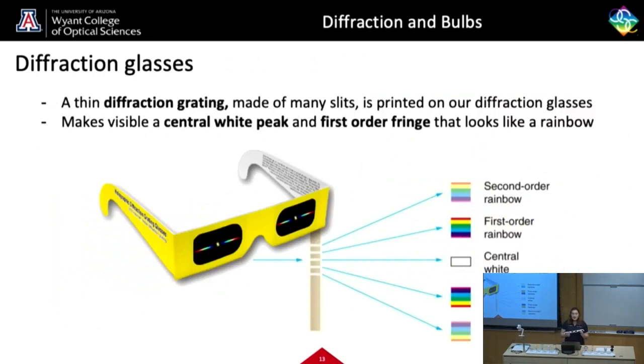All right, so here we have some diffraction glasses for you. What diffraction glasses are is a thin diffraction grating as the eyepiece, made of many of these slits. It's printed on this plastic, and what it will do for us is split the white light into the first order fringe, and maybe the second order fringe, so we can see the component wavelengths of any of our white light sources.